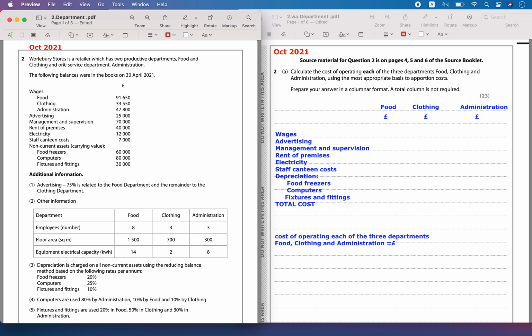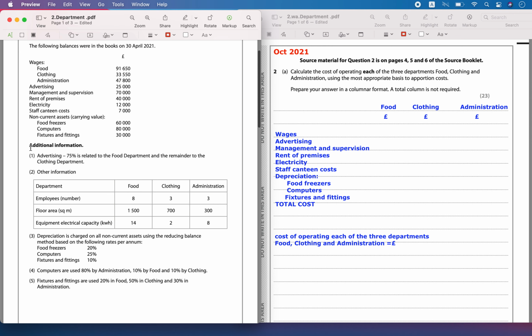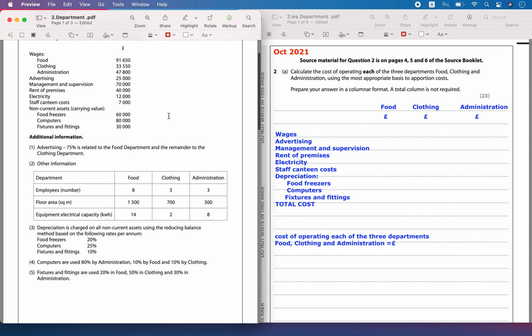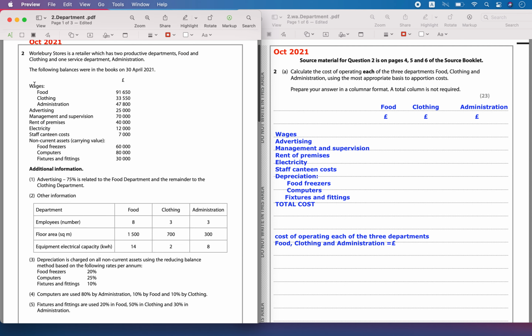Now we can see that Worlebury Stores is a retailer and it has two productive departments, which are food and clothing, and one service department. They have given the additional information for the basis of apportionment for each department. The first question is to find the total cost of operation, or the overhead cost, which is incurred by the three departments.